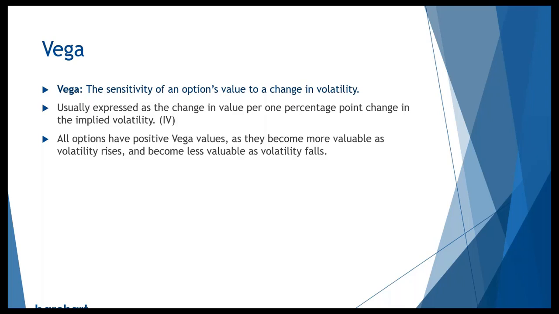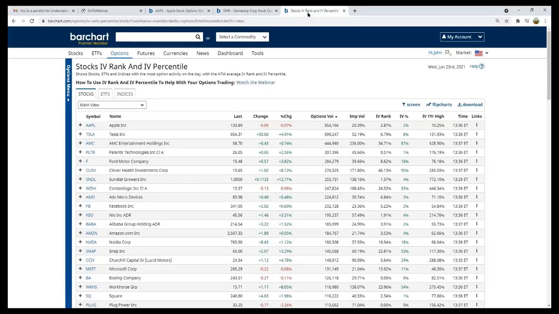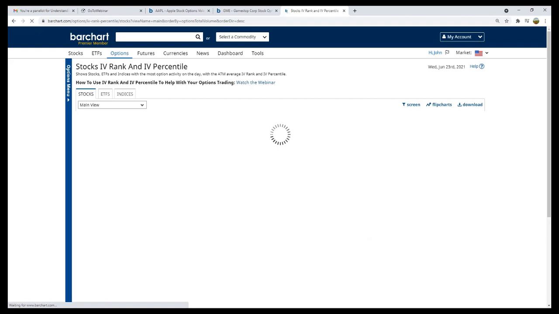So we have some tools for you in Barchart that help you do this assessment of implied volatility versus historical. One of the main pages that we have is our implied volatility rank and percentage. We've had a webinar about this page. It's sorted based on volume first, and then ranking the implied volatility compared to the historical.